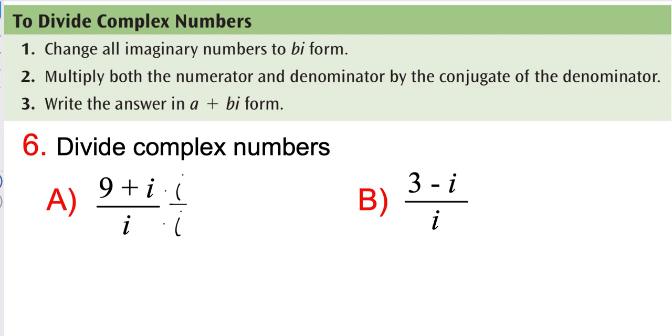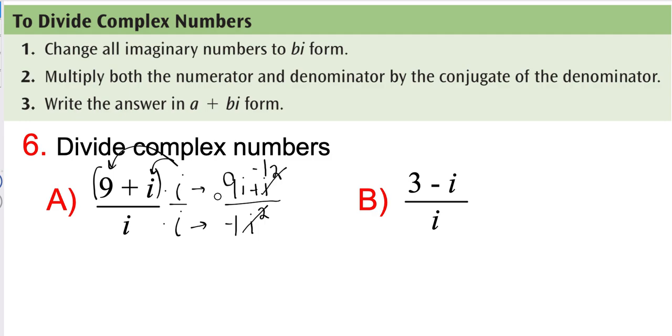I over I cancels to a 1. So I have to distribute in the numerator, and I just multiply in the bottom. So I will have 9i plus i squared in the top, and in the bottom, I have an i squared. So then remember, i squared, what does it turn into? That's a negative 1. Okay? I'm just going to rewrite this stuff.